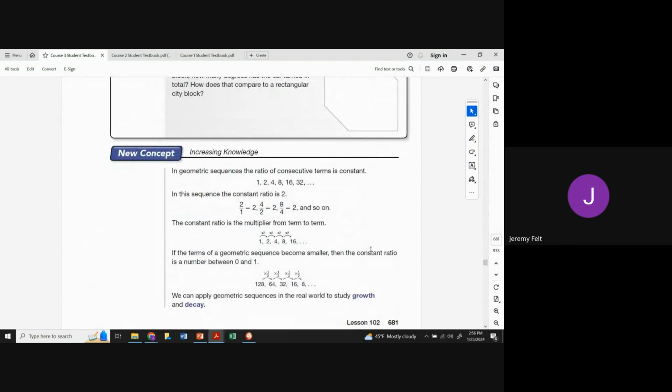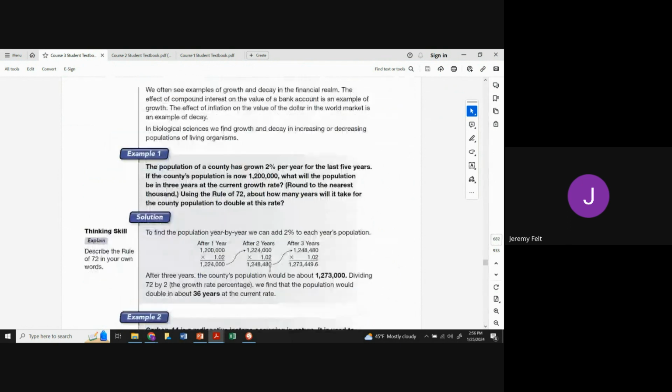So again, if something's growing, it's getting larger. If something's decaying, it's getting smaller. So we see examples of growth and decay in the financial realm. The effect of compound interest on the value of a bank account is an example of growth. We want our money to grow over time.